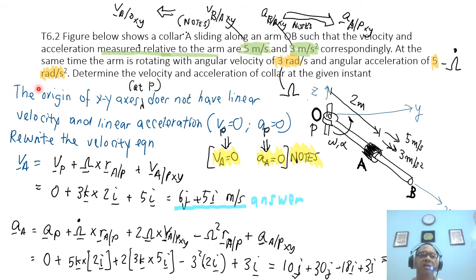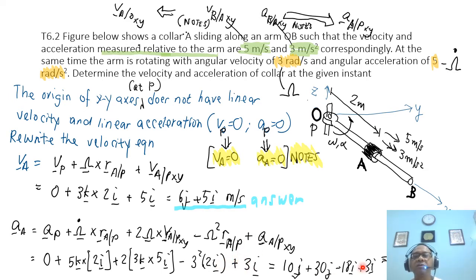So we know, as our analysis shows, that the xy axis is not having any linear acceleration. So AP equals 0. What is the omega dot? Omega dot is 5k. It's in the positive k direction, and is given here as 5. It's 5k cross the position vector 2i, plus 2 omega. Omega is 3k, cross the relative velocity, which is 5i. We know that is given here. And then minus omega square, 3 square, times the position vector 2i, plus the relative acceleration 3i.